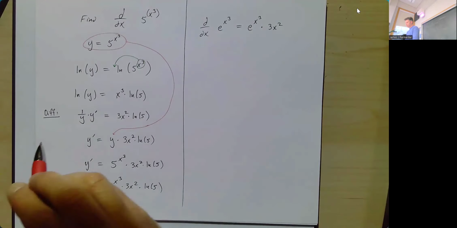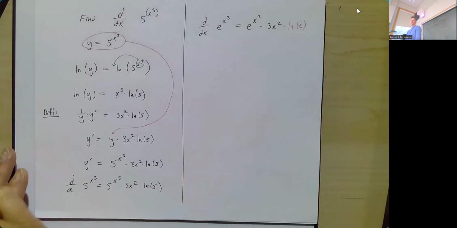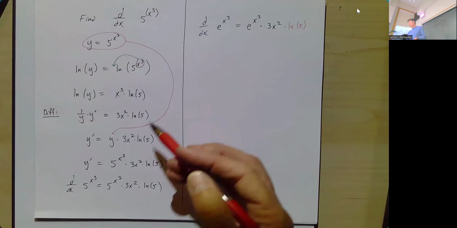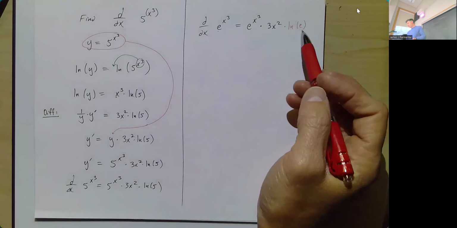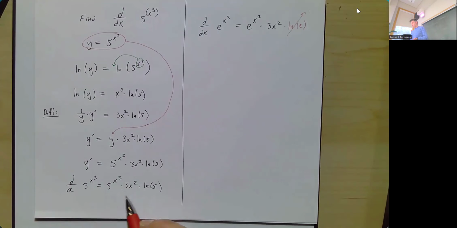Really, times the natural log of e, because that's 1. These are the same. The only real difference is that one of them has a base of e, and the natural log of e is just 1. And one of them has a base of 5, and the natural log of 5 is just the natural log of 5. So the general pattern here is for finding the derivative of some other non-natural base to a function of x.